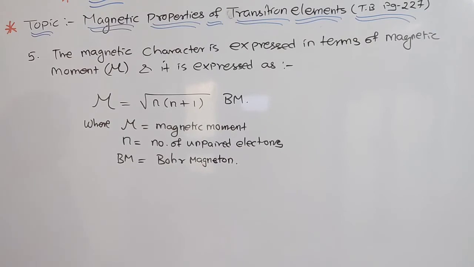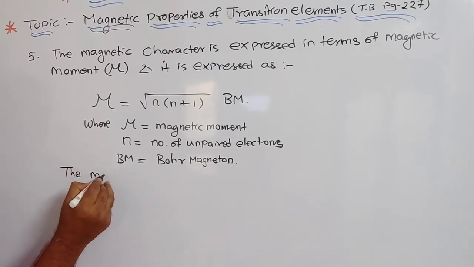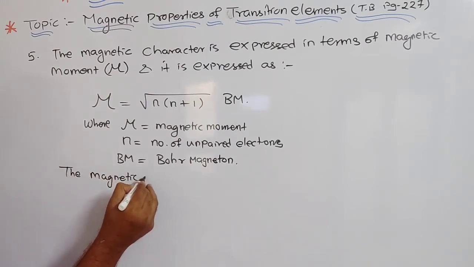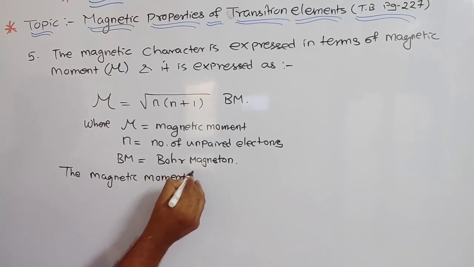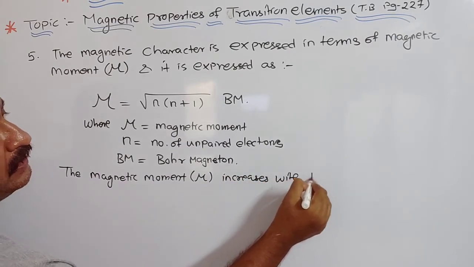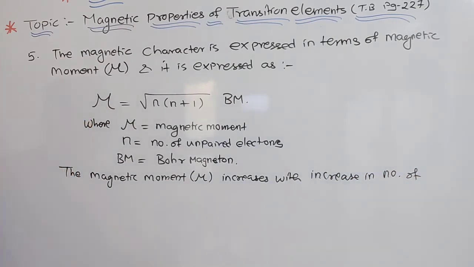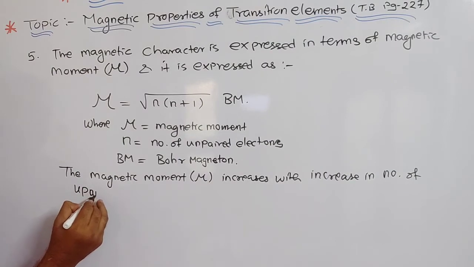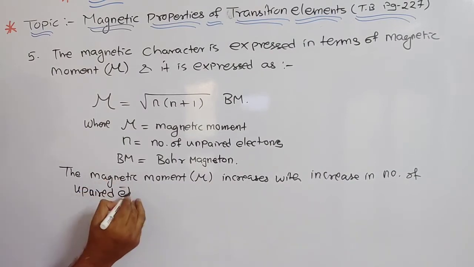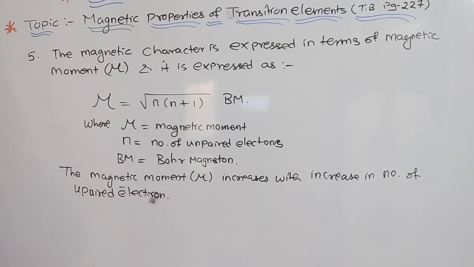Understood? Now, when we talk about this magnetic moment, one note is there. The magnetic moment, the value of mu, increases with increase in number of unpaired electrons. Which electrons? Unpaired electrons. Clear? Now, to explain this, we can take one example.